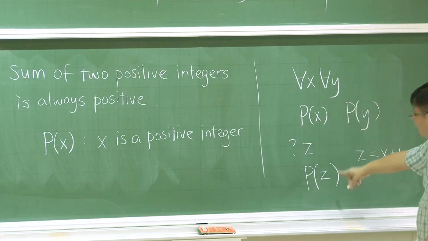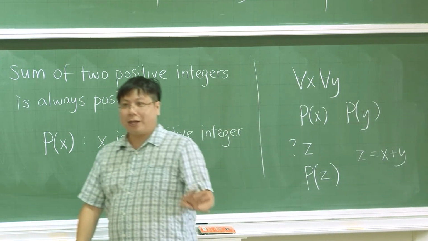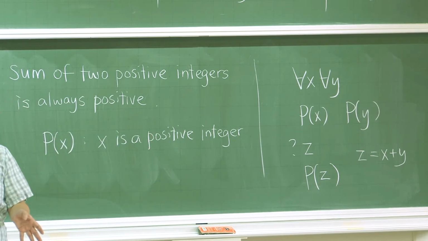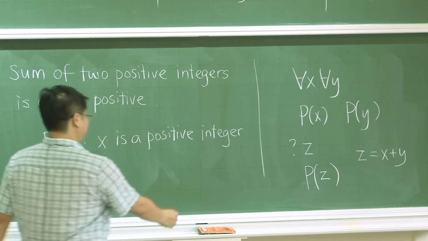Or you may not need z. Later we can change it. Okay, so let's make it a very clumsy way. Okay, so this is what I think. So for all x, for all y, you choose it. Okay, if x is positive and y is positive, then the resulting z is also positive.